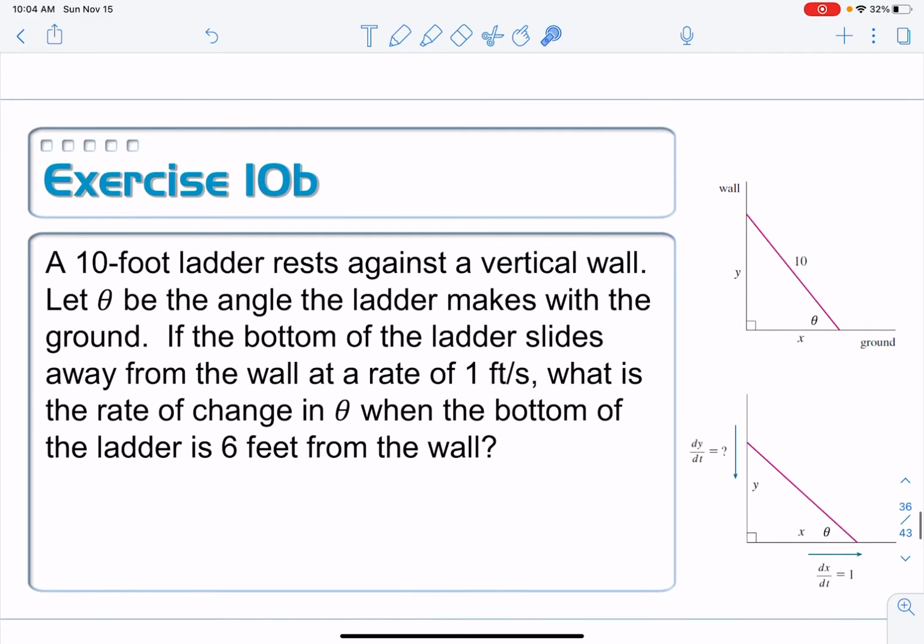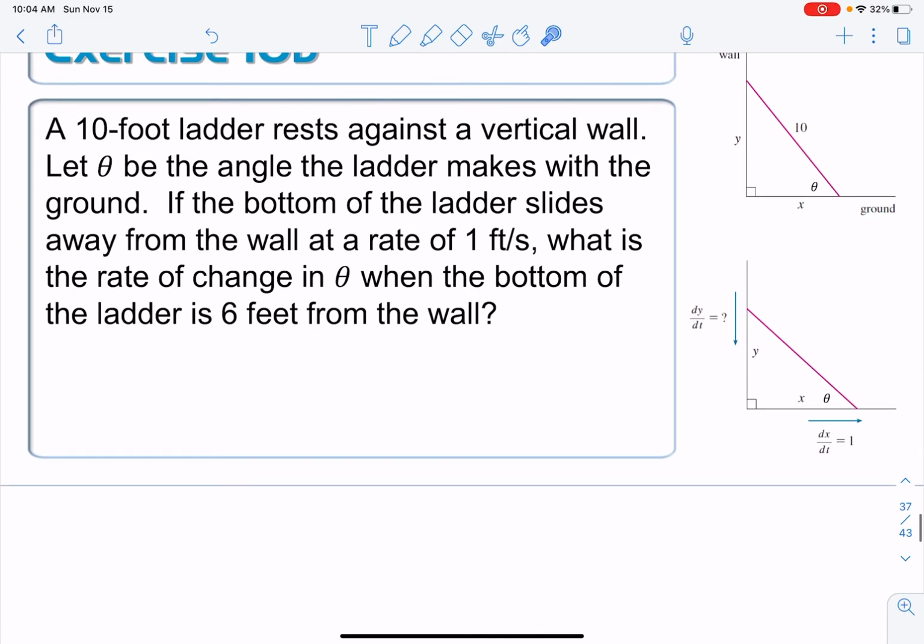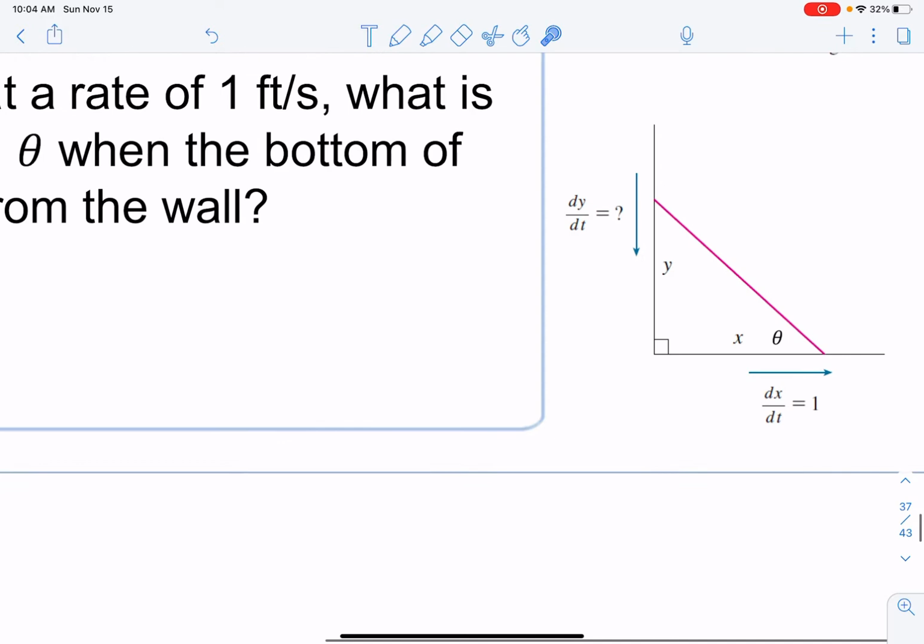Well, we have a picture that's very convenient, but let's just think about this for a second. Again, the ladder is sliding away from the wall, so that's positive, it's getting bigger, and the height here is going to be decreasing, so it's negative. Well, what do you think of the theta? What's happening with the theta? Is it getting bigger or is it getting smaller?